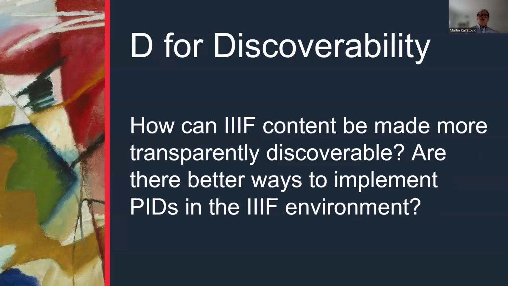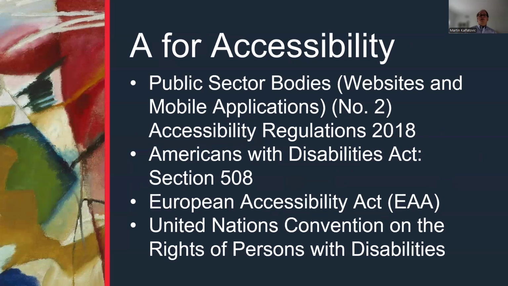D is for discoverability. How can IIIF content be made more transparently discoverable? Are there better ways to implement persistent identifiers in the IIIF environment? Also, I'm very keen on ensuring that IIIF resources are accessible. Not only is it the right thing to do, but in many of our jurisdictions, it is actually a legal requirement to make assets accessible.